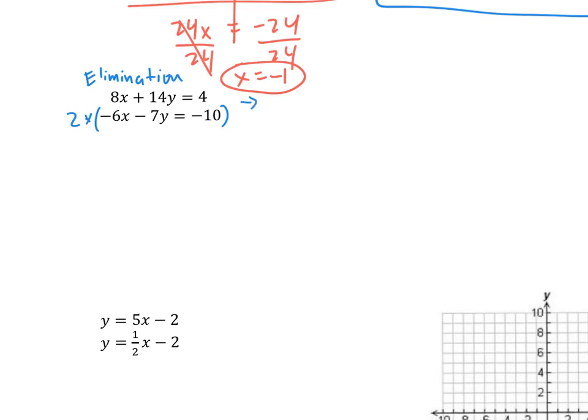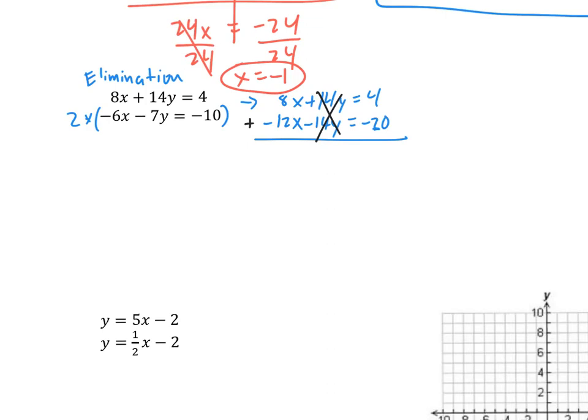So I'm just going to rewrite my first equation because we're not doing anything with that one. 8x plus 14y equals 4. And then I'm going to multiply everything in the second equation by 2. So I'll get -12x minus 14y equals -20. Okay? And now I know that if I took 14y plus a -14y, that would give me 0y. Okay, so I'm going to add these equations together.